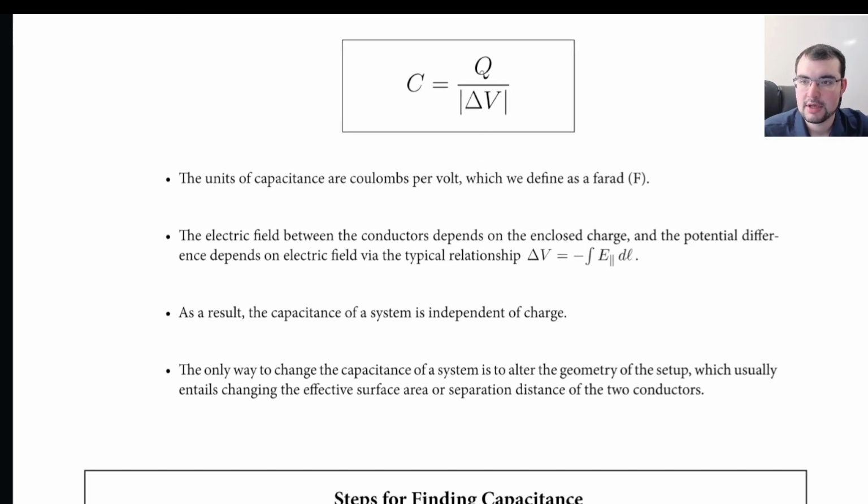So, since this potential difference delta V depends on Q, because electric fields depend on Q, that means that Q will always divide out of capacitance. So we define this quantity C because it's independent of your charge stored. So it turns out the only way to affect capacitance is to change the geometry. So it does not matter how much charge is stored.